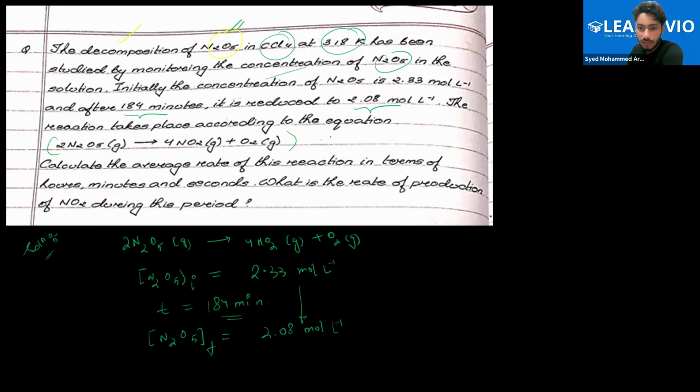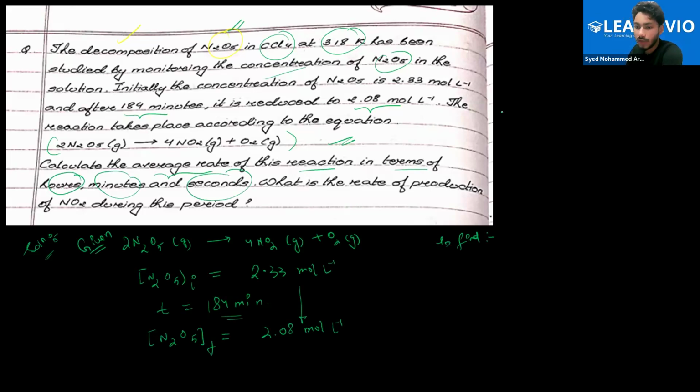So this is the reaction, and we have to calculate. What is to calculate? This is the given part. This is how you have to represent it. Now, what do you need to find? You have to find the average rate of the reaction in terms of hours, minutes, seconds, so you have to convert into the different units.